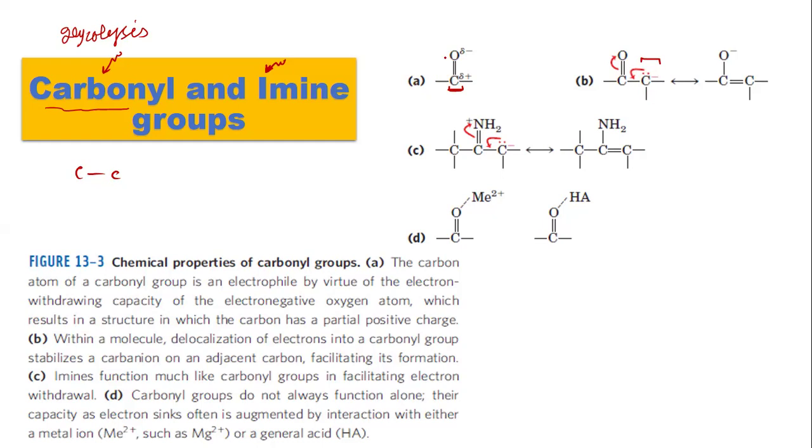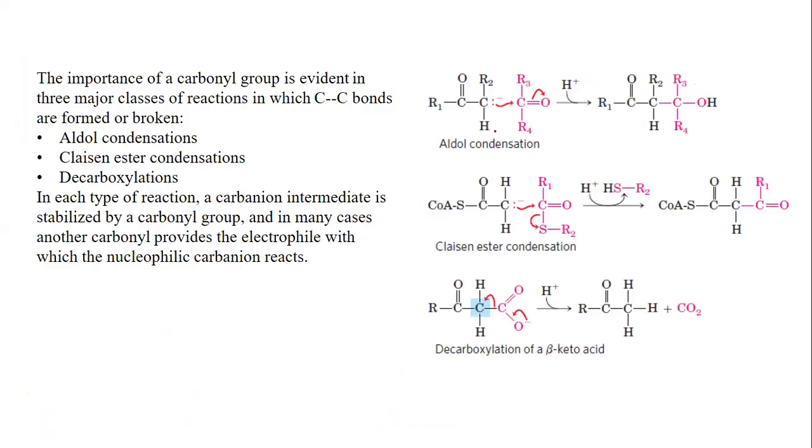Now, the attachment of this carbonyl group to any carbanion stabilizes it. Otherwise, this carbanion cannot make a bond. It is highly unstable, highly reactive. So the carbonyl functional group can sink some of the electrons from this carbanion and can stabilize it. The same role can also be played by the amine group. As you can see here, this amine group can sink some of the electrons from the carbanion and can stabilize it. So these two groups are very important in metabolic reactions.